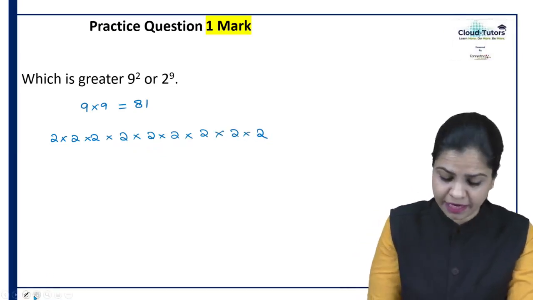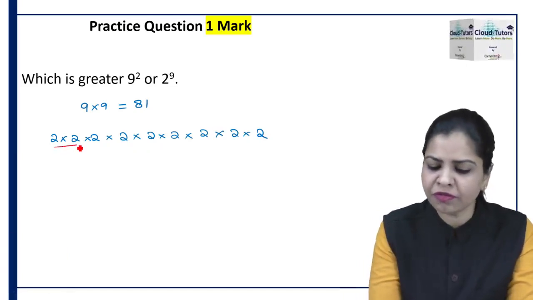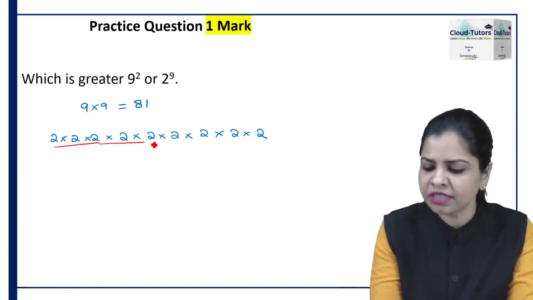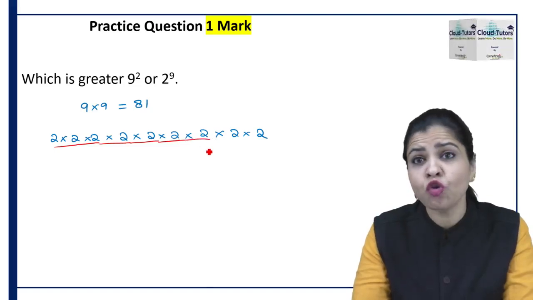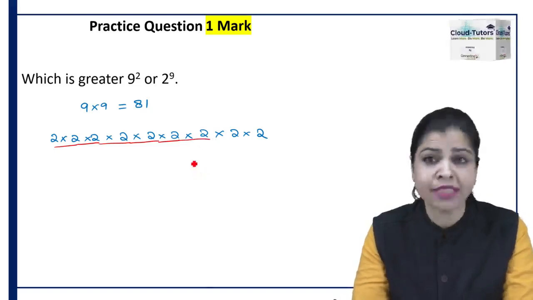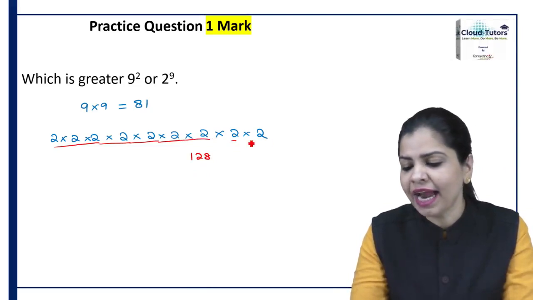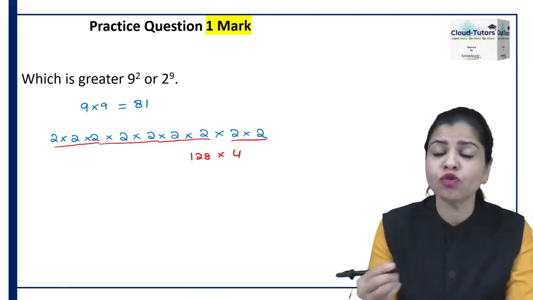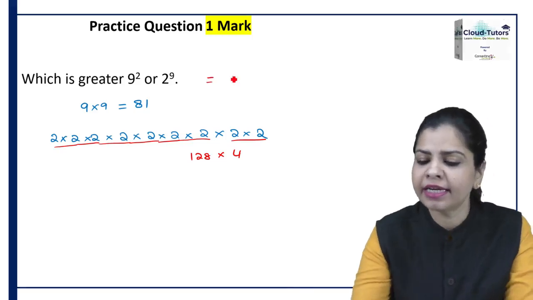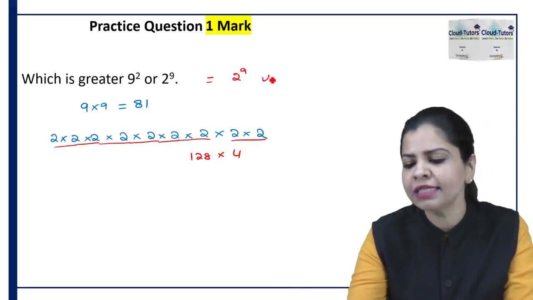So let's multiply now. 2 2's are 4, 4 2's are 8, 8 2's are 16, 16 2's are 32, 32 2's are 64, 64 2's how much? 128, and this is 4. So obviously the number is much bigger, right? So which do you think is greater? It is 2 power 9 that is greater.